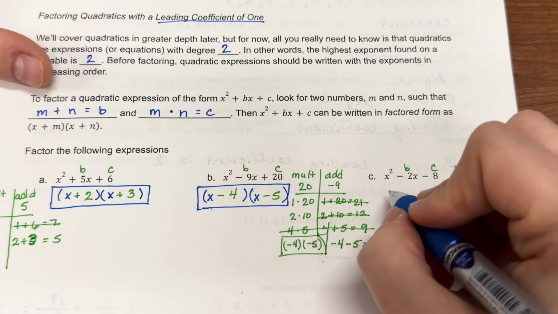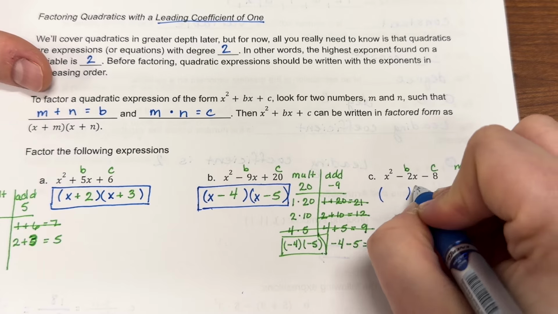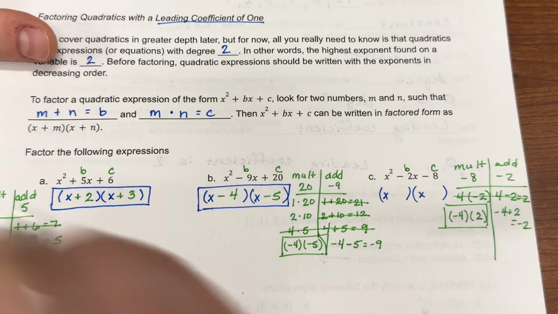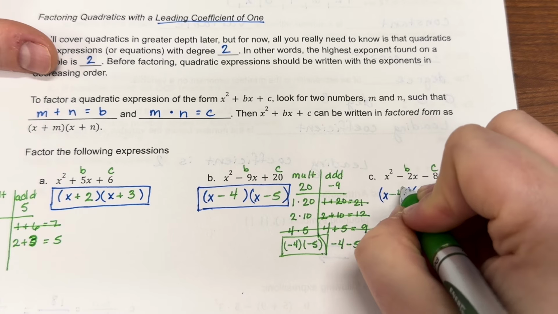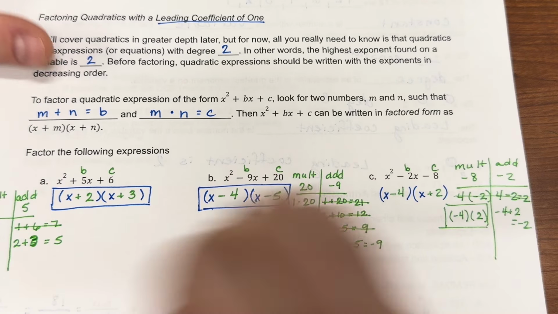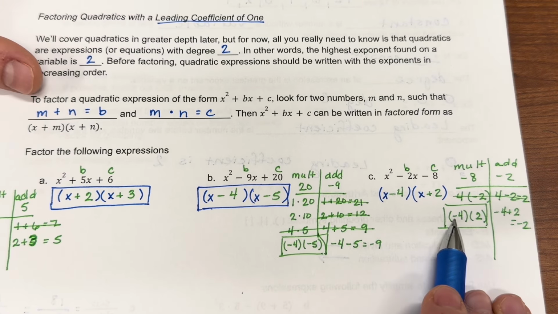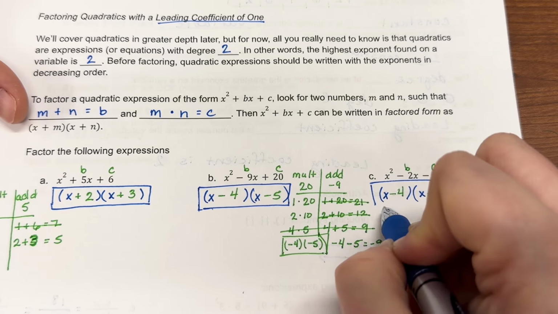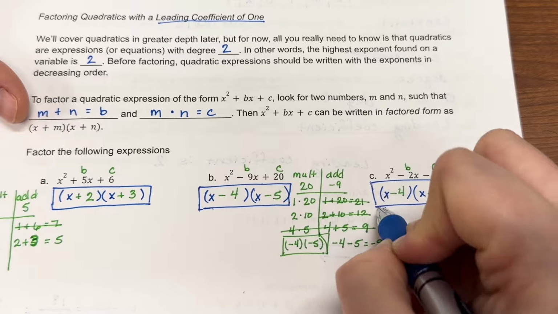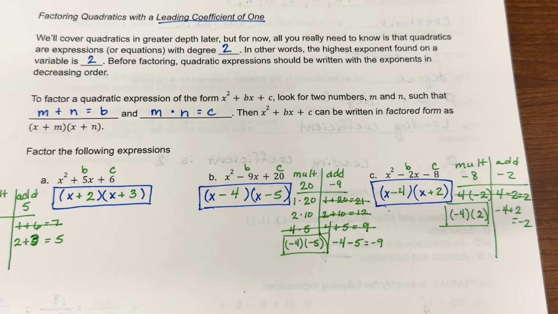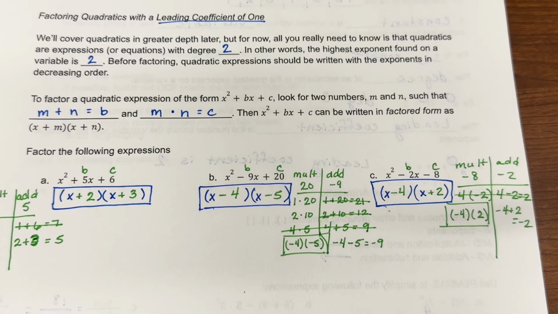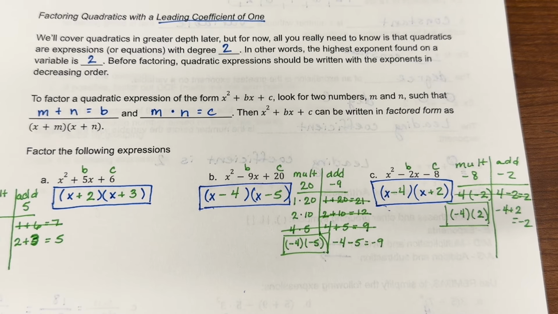And so then now we have x minus 4 and x plus 2. And be careful with those signs. I'm keeping that sign the same. It does matter which one is negative. All right, and so that is factoring with a leading coefficient of 1. Next up, we'll be getting into factoring by grouping and factoring when we have a leading coefficient other than 1.